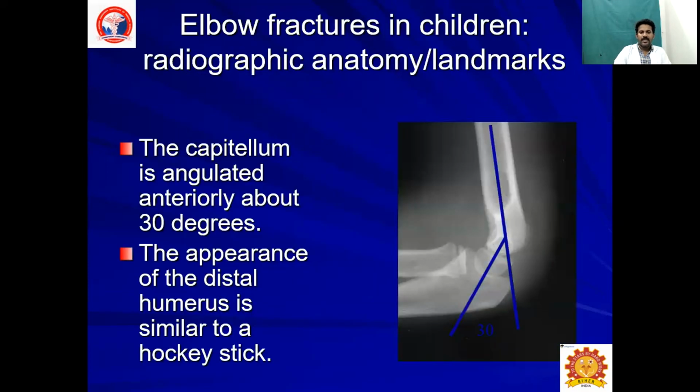The capitulum is angulated anteriorly about 30 degrees. The appearance of the distal humerus is similar to that of a hockey stick. It is not a straight bone; it is curved anteriorly. This should be taken into account post reduction: it should not be straight, it should be angulated anteriorly. That is, 30 degrees of angulation is the normal variant.